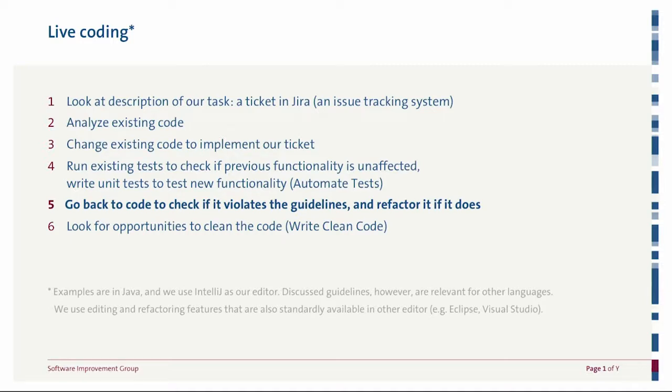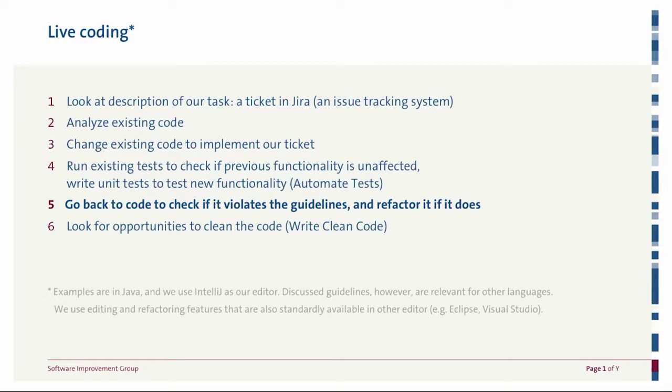In this case, also covering the automated test guideline. Then, if we have tests successfully running, we're going to go back to the code and see if it violates the guideline. And if it does, we're going to refactor it so that it becomes compliant with our guideline. And after that, we're also going to look at the code for some opportunities to clean it up. So basically also applying our write clean code guideline.